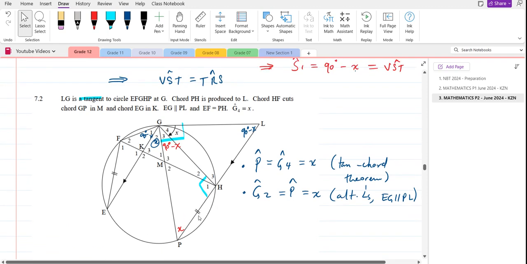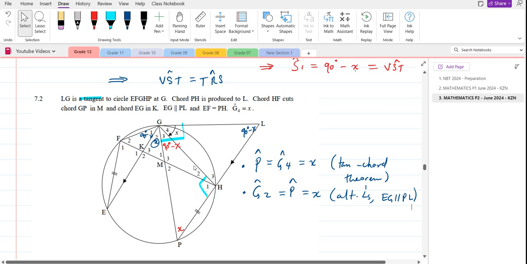We said equal chords subtend equal angles, right? Do we have a cyclic chord here? Tangent EFGHP. Chord PH is produced to L. That's fine. Chord HF cuts the chord GP.